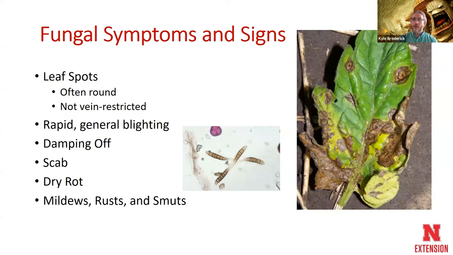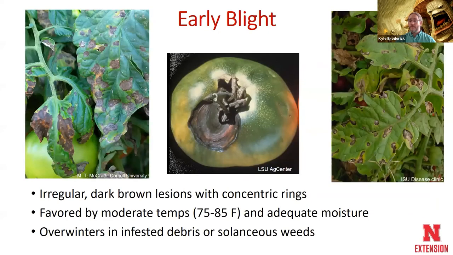That white growth that you see, that is the actual fungus that is growing. Now, regarding some of the fungal diseases of tomatoes, one of them that I probably get the most questions on in any given year is early blight of tomatoes. Early blight can also cause disease on other solanaceous plants. We do see it quite a bit on potatoes as well.